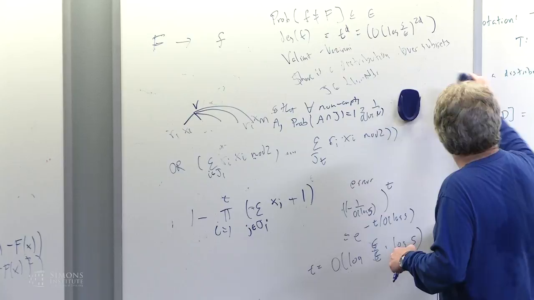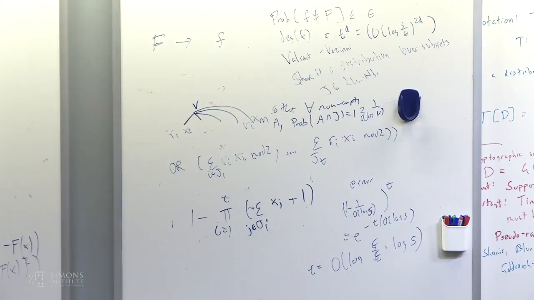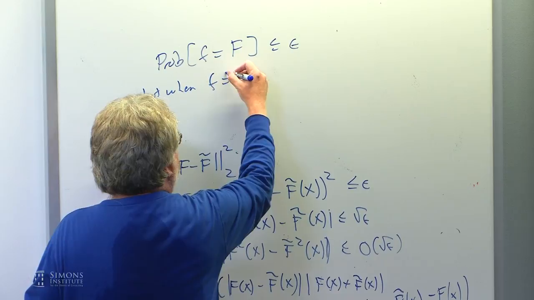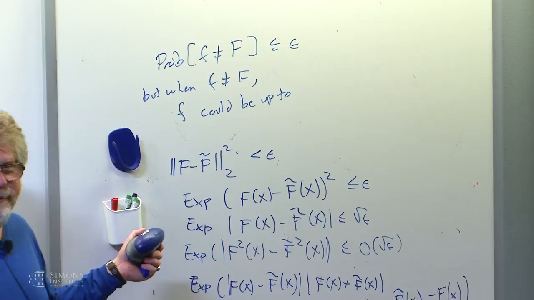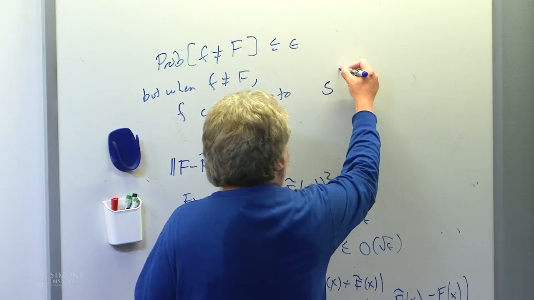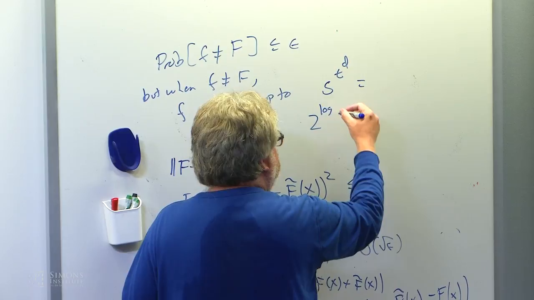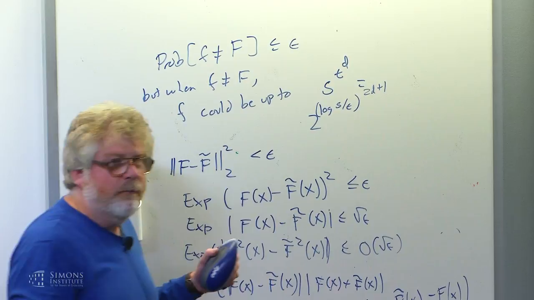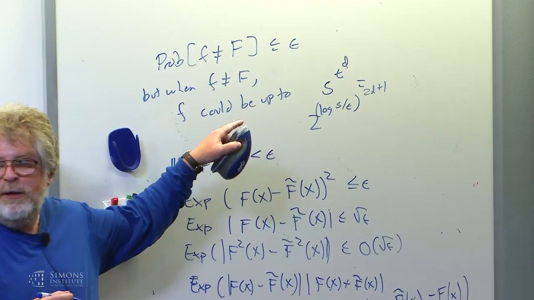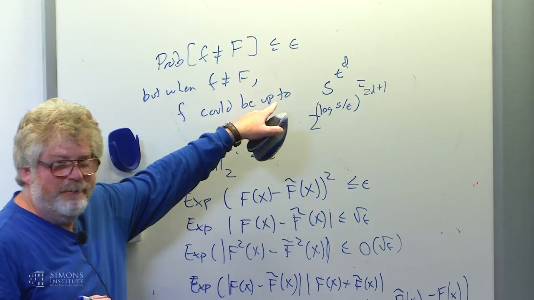So here we have that the probability that f is different from F is at most epsilon, but when f is different from F, f is not Boolean and could take a value up to the size of the circuit to the t to the d, which is like 2 to the log of s over epsilon to the 2d plus 1. So when f is wrong, it's very, very wrong. Or it could be. Yeah.